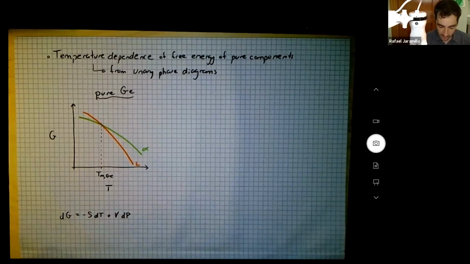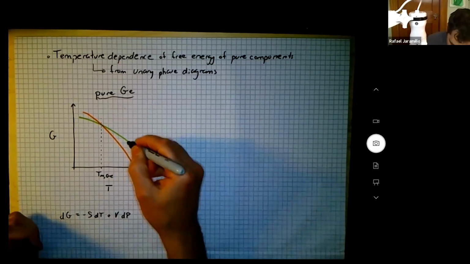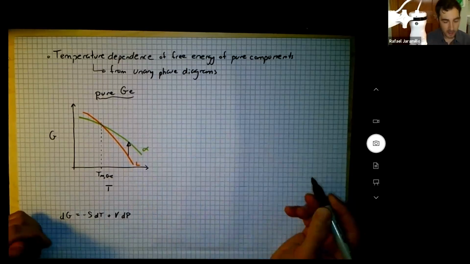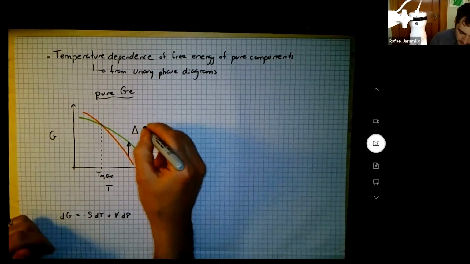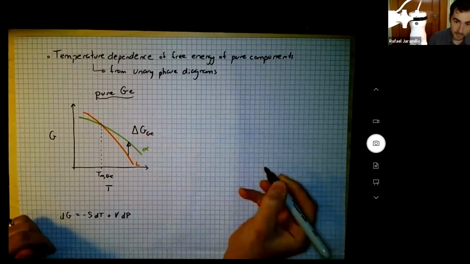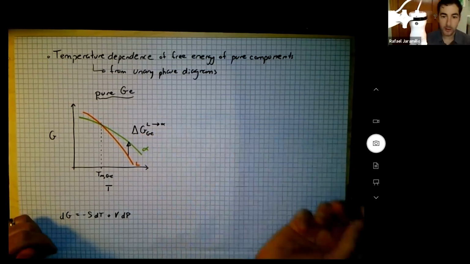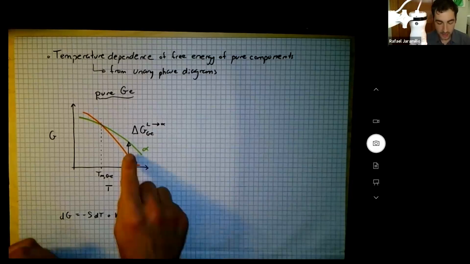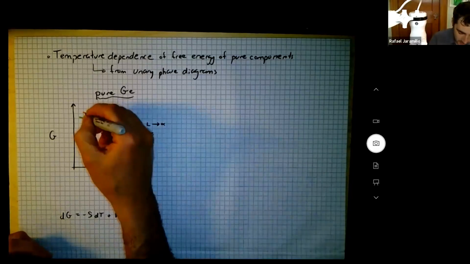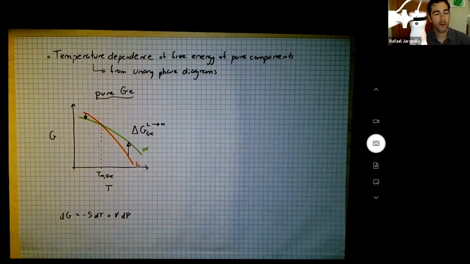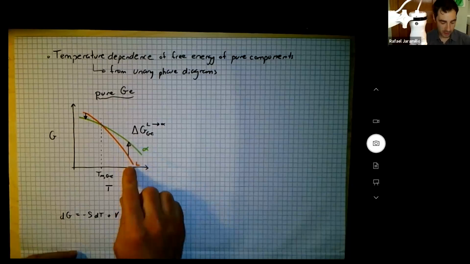And now we can see graphically the measure of what we need to pay to transform germanium from liquid to solid. And we can see that this measure flips sign once you cross through the coexistence point. So this is the energy you need to pay for that reference state change.